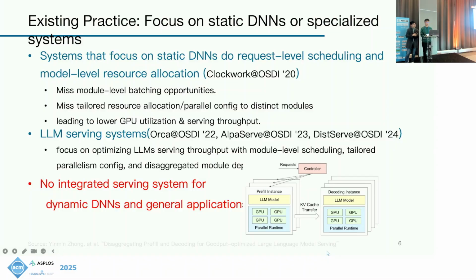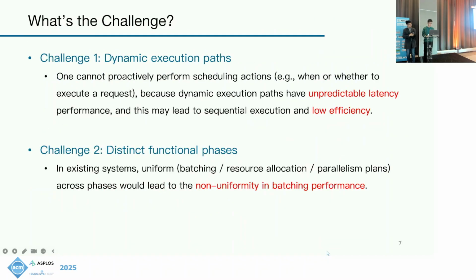The second category is the specialized LLM serving systems. For example, the works published at OSDI like Orca, AlpaServe, and DistServe. These systems focus on optimizing LLM throughput with module-level scheduling, tailored parallelism configuration, and disaggregated module deployment, but the optimization is only limited to large language models. So currently, there is no integrated serving system for general dynamic DNNs and applications.